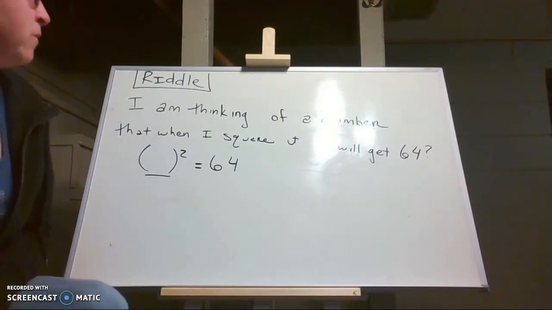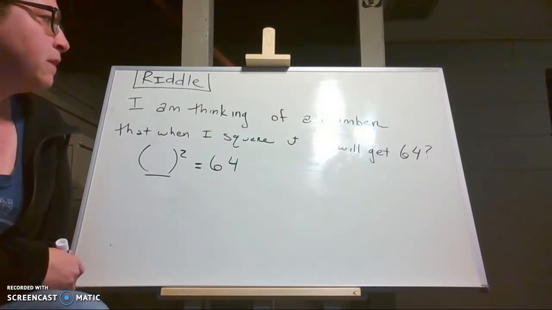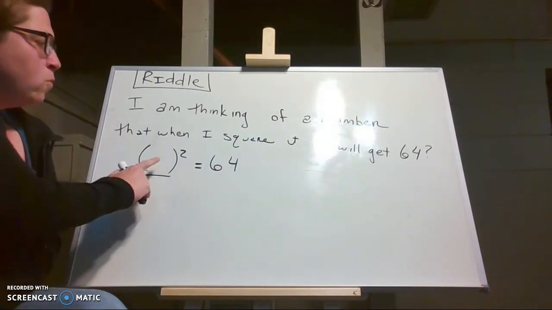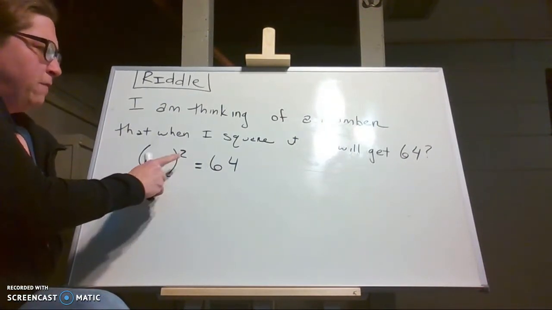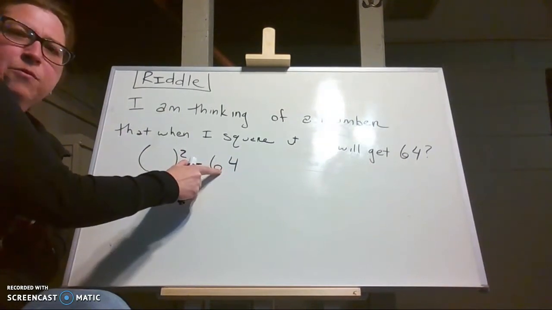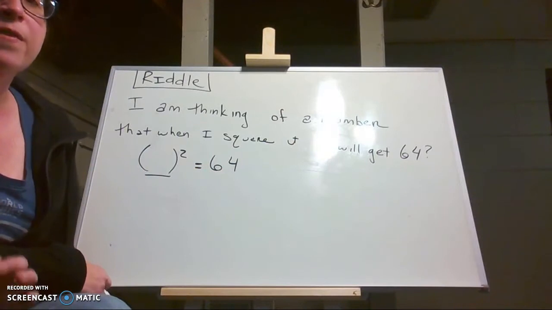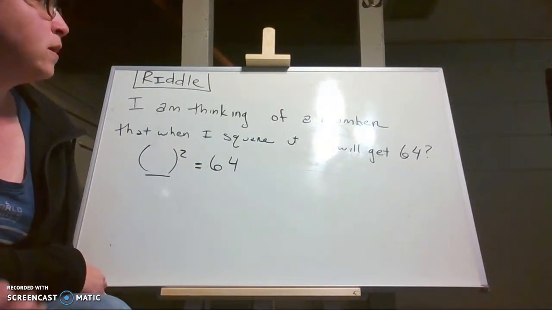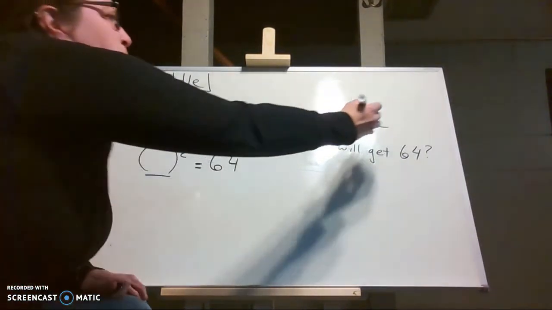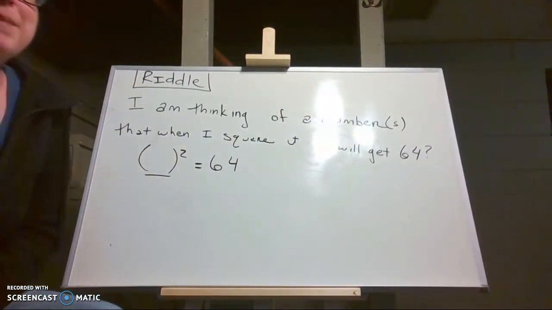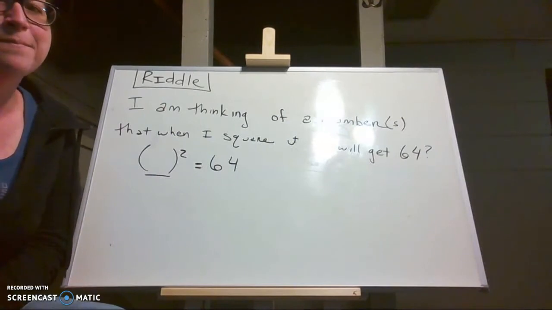So I'm going to start us off today with a riddle. I'm thinking of a number that if I square it, I'll get 64. So essentially what I know is, what number can I put in here, and if I square it, I'll get 64. So I want you to take just a moment, pause this video, and think about it. What number or numbers will give me this? So take a minute, pause it, and think about it.